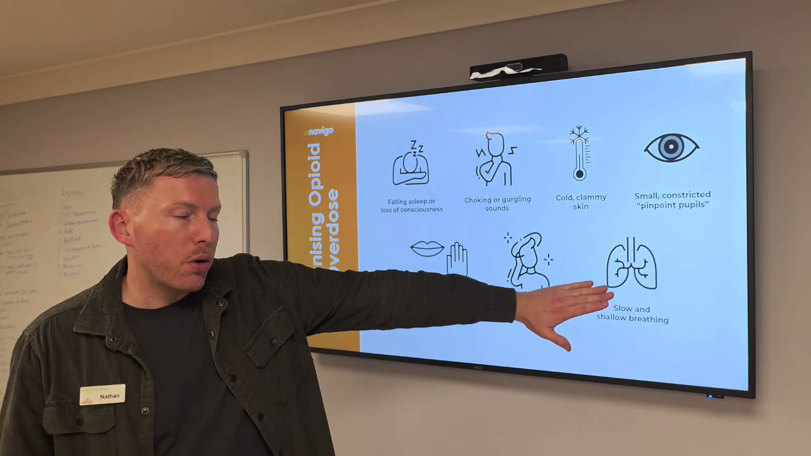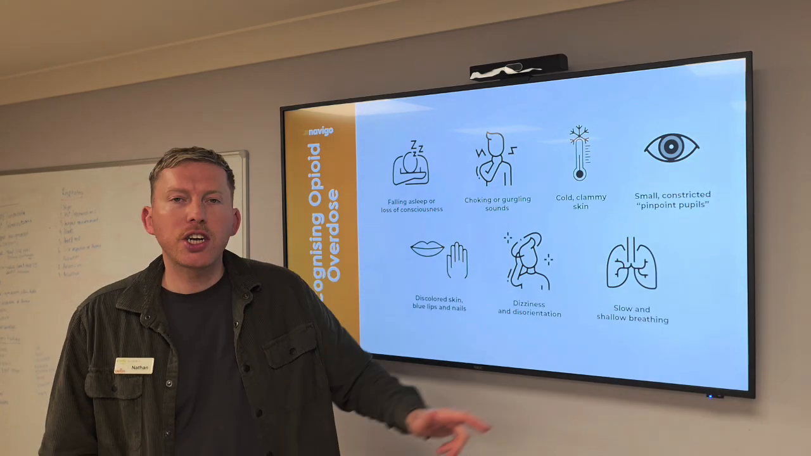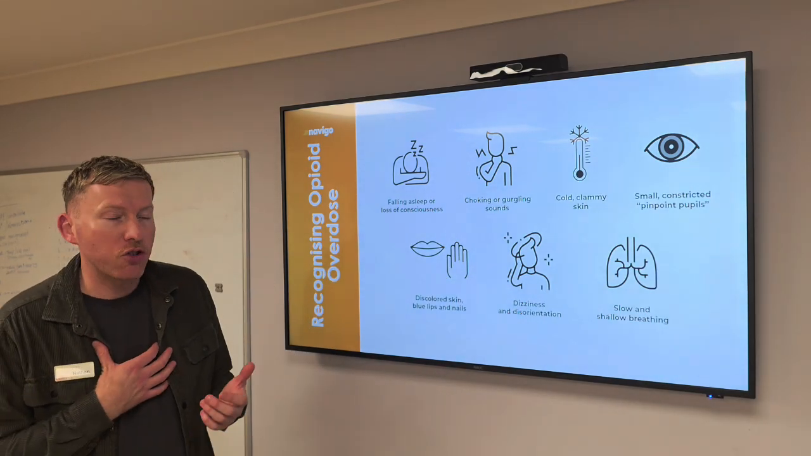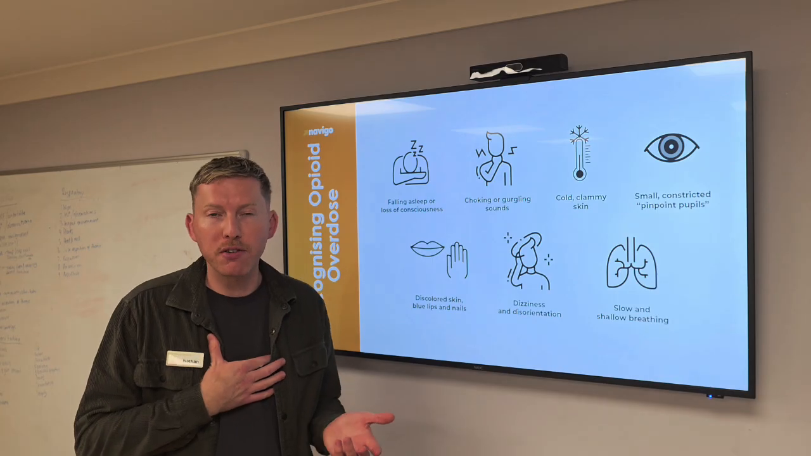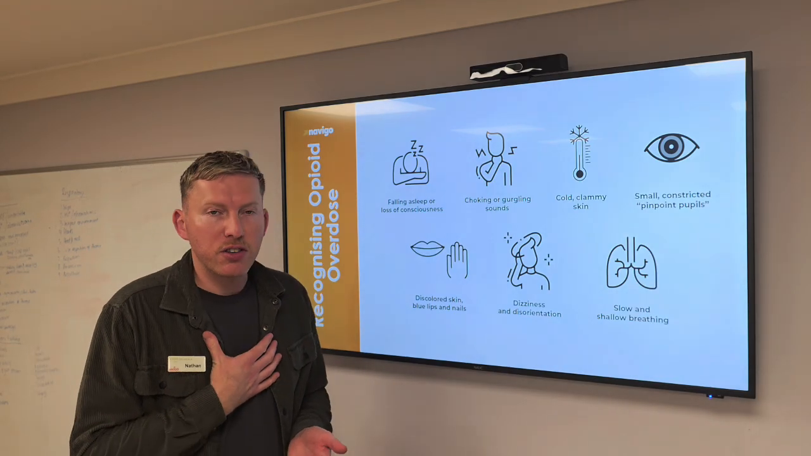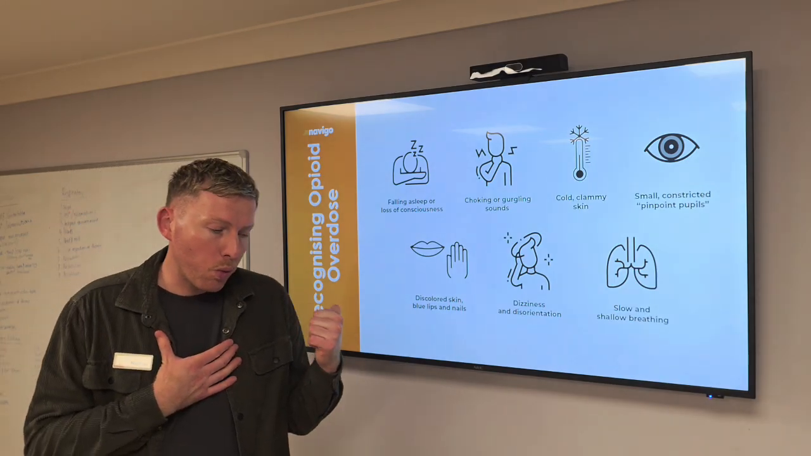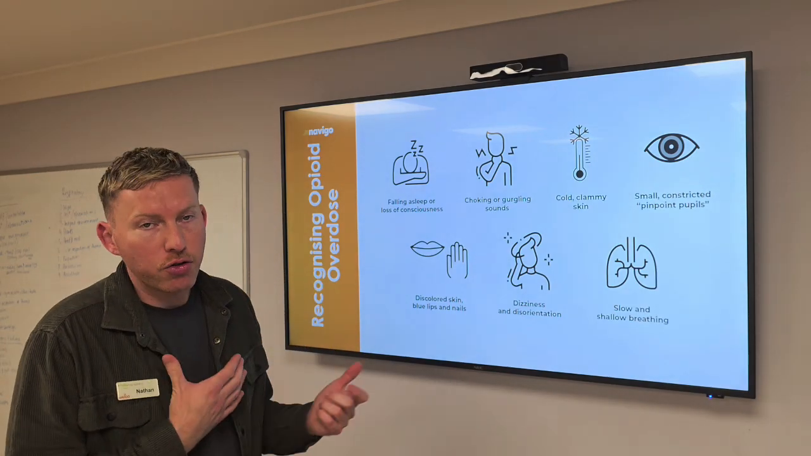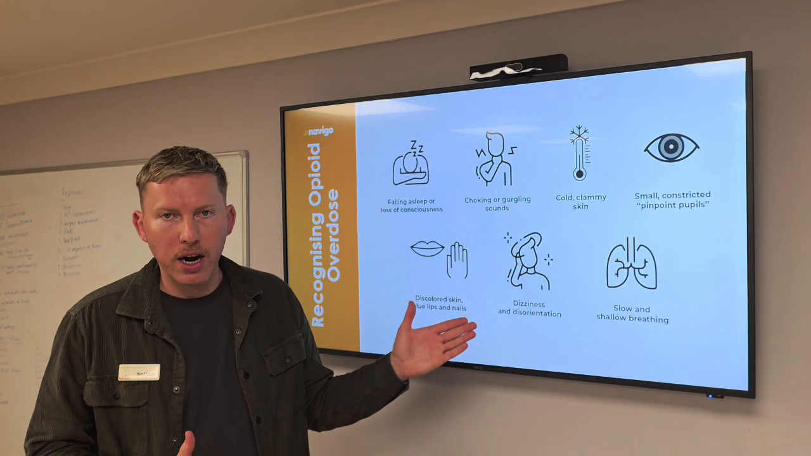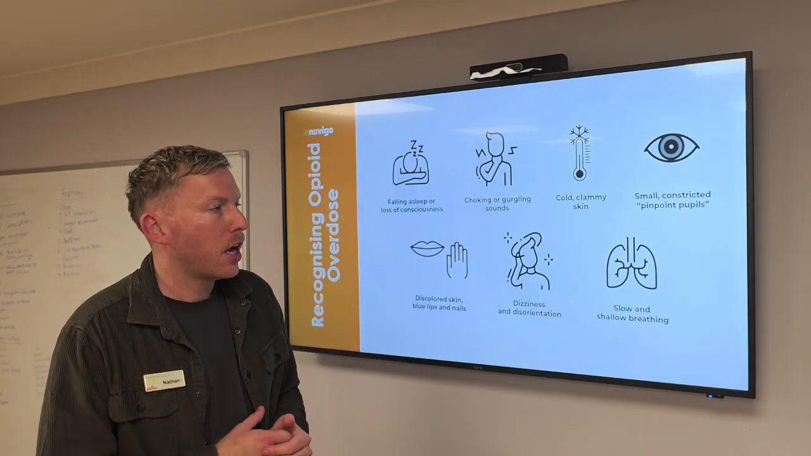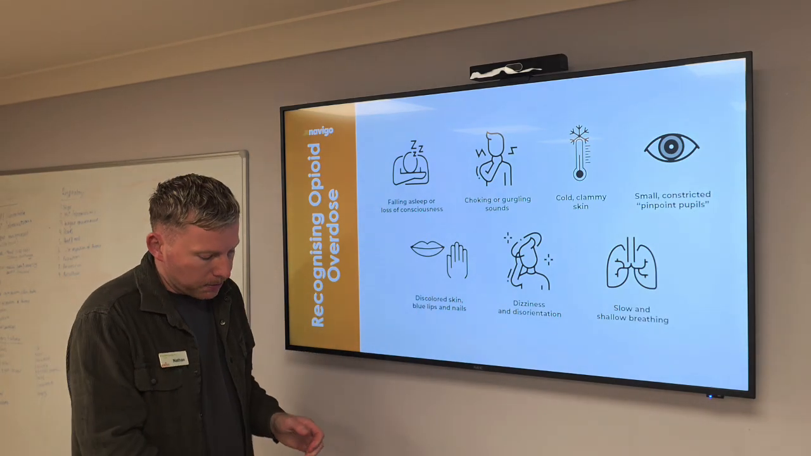For me, what we're trying to reverse is that slow and shallow breathing, which indicates that someone's at real risk of respiratory depression. The respiratory system's under a lot of distress, and when we use opioid reversal such as naloxone, that is what we're trying to reverse whilst medical assistance arrives.